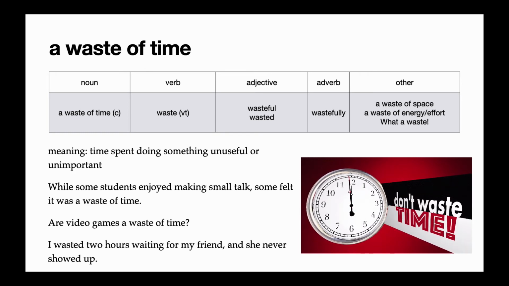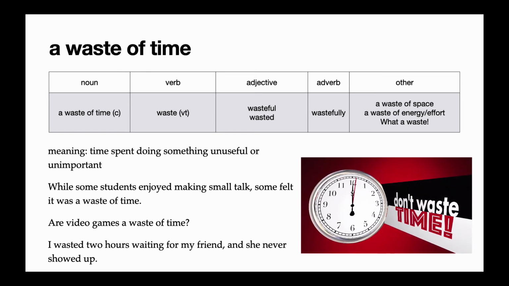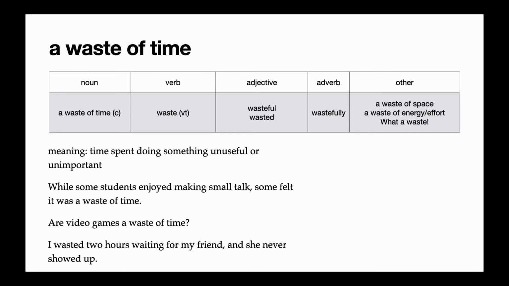In this other column, you can see other uses of the word waste. We often say something is a waste of space. That means it's using up space. That could mean it's too large or not being used enough. We also say a waste of energy or effort. That's another way of saying something is a waste of time. What a waste is an expression that could be used with time or money or effort.